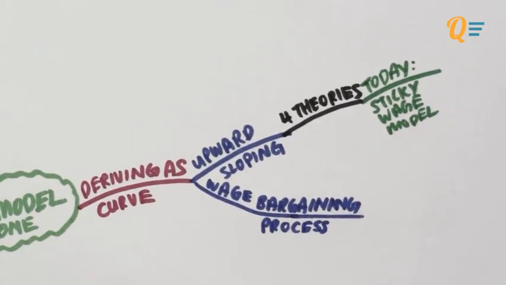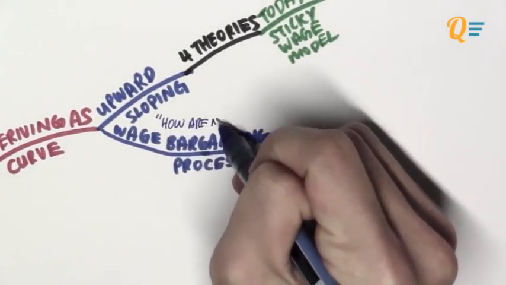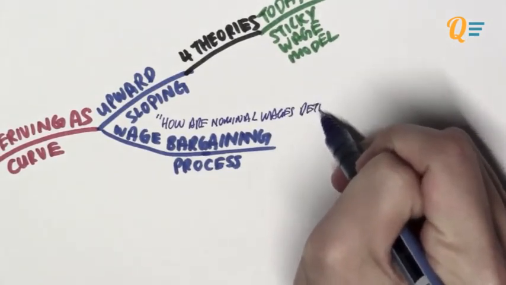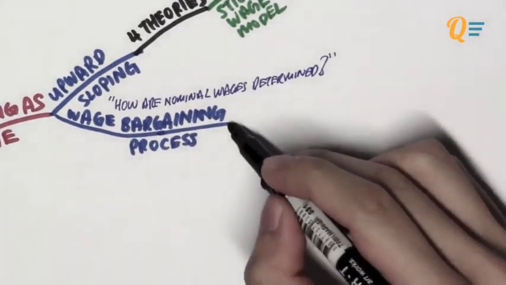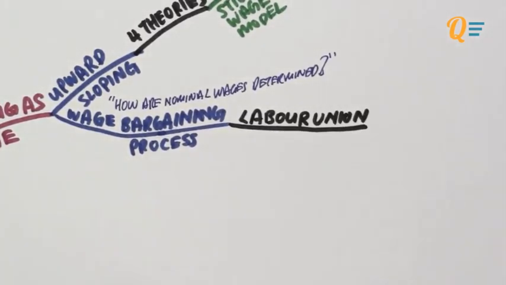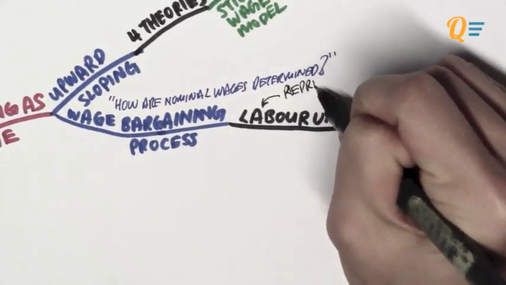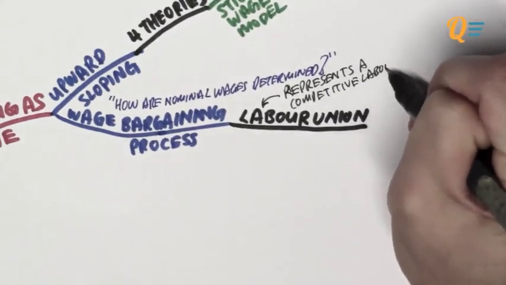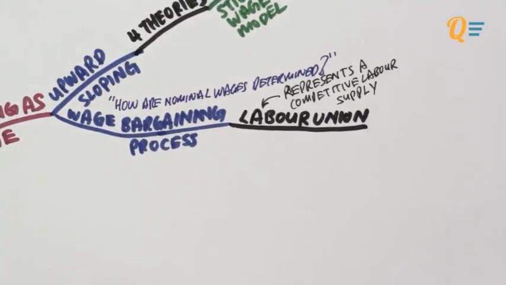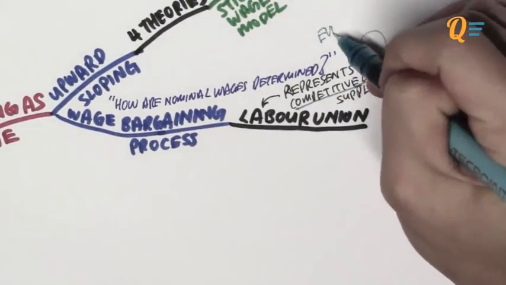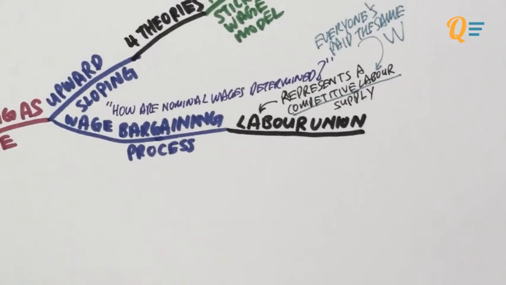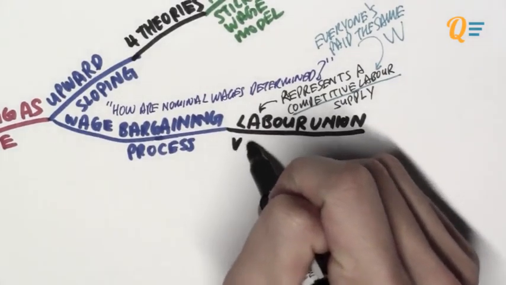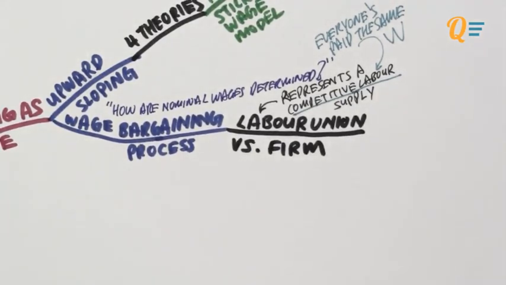hypothetical economy. So basically, we're trying to answer the question of how are nominal wages being determined? So here's how it goes. In our hypothetical economy, there's going to be a labor union that represents a competitive supply of labor. So when the labor market is competitive, what we're saying is that everyone out there is being paid the same nominal wage. So a labor union, which represents all the workers in an economy, is going to go into a bargaining process with the firms.